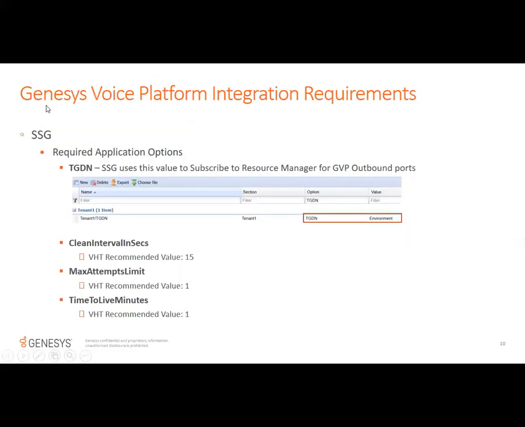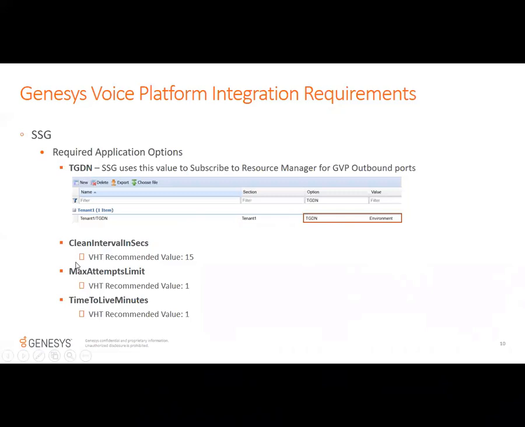So we'll move on to voice platform. So the main thing, and we discussed this earlier in regards to the trunk group configure requirement for DNs. In SSG, the application requirement, you must define the trunk group DN that SSG is going to use. This is how it pulls the available outbound ports, and it does this via subscribe and notify events that go from SIP server to RM, which then come back to SSG to advise on the available ports.